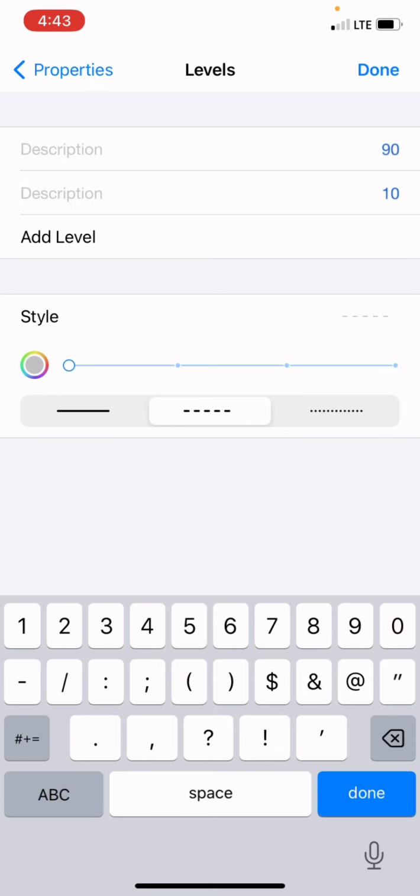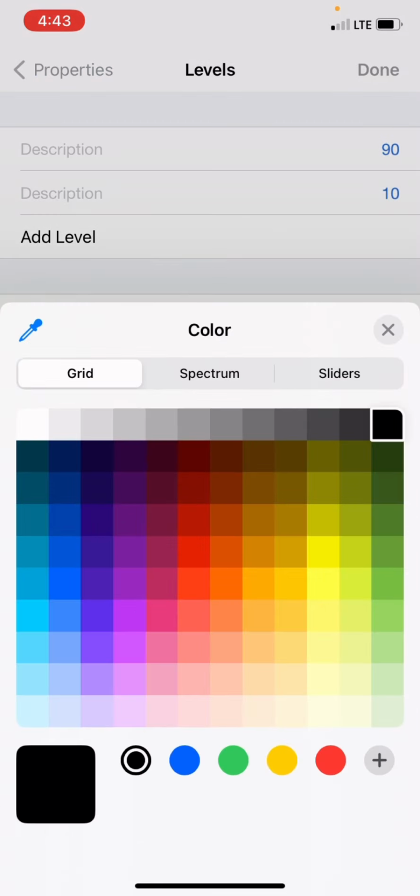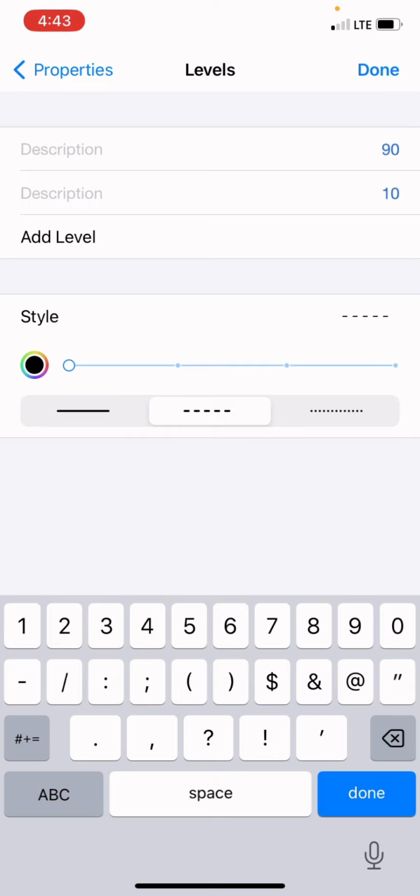Then the style: the color, we're going to set it to black right here, and the thickness is going to be 3 pixel, the third one right here. The line is going to be the one in the middle right here. After that, you click on done.